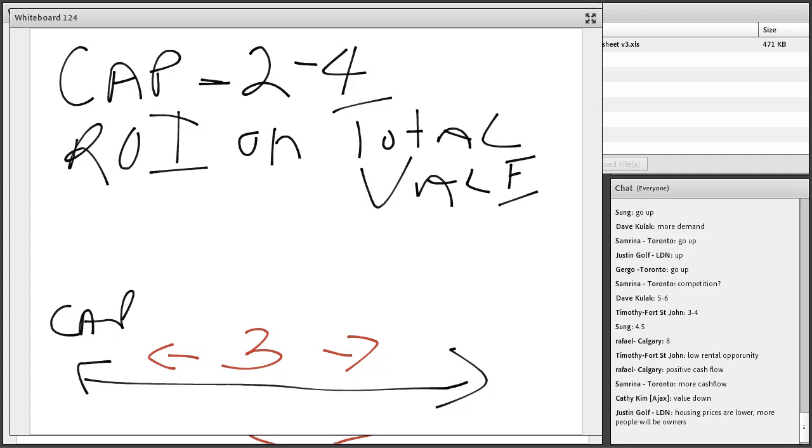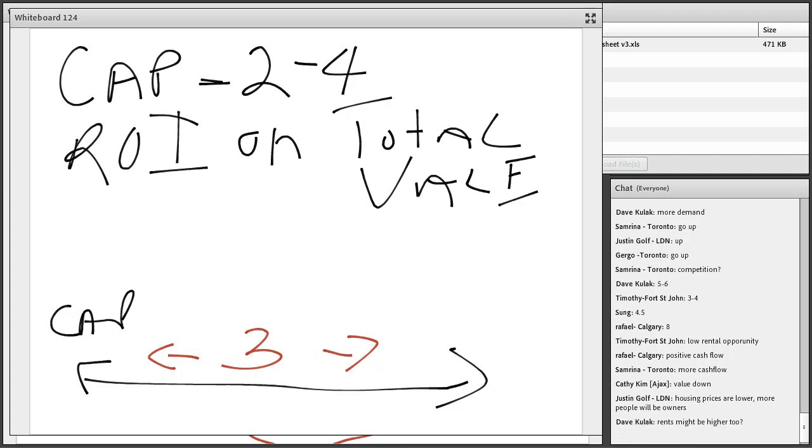If there's a high cash flow opportunity area, all the investors are going to go there, and they're going to push prices up, and then the cap rate's going to come back to that normal 3%. Typically in higher cap rate areas, Dave, it's actually the opposite. Rents are typically lower. There could be higher rent areas.